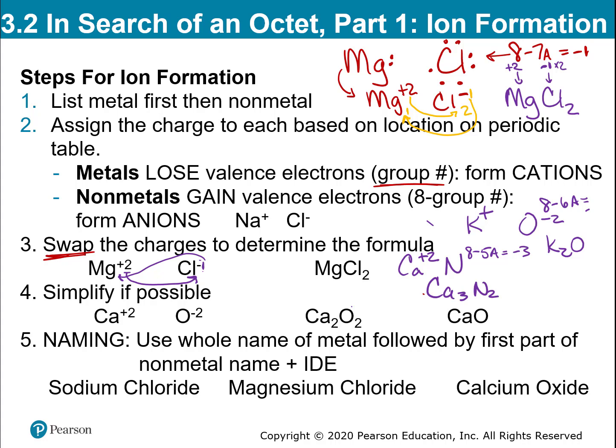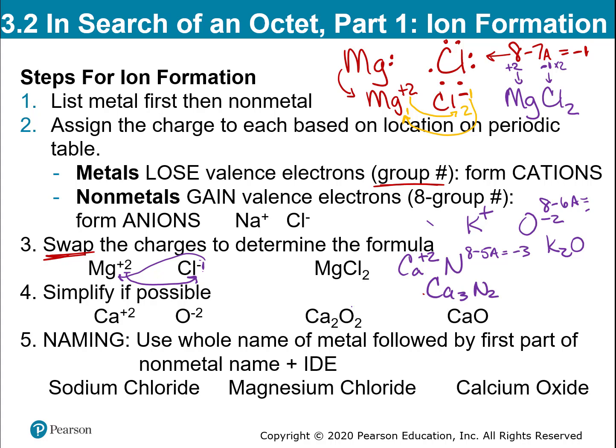So remember, there's some things like I tell you, just do it exactly the same every single time. This is one to practice, but you're going to set it up the same. So list your metal and your nonmetal. Then assign the charge to the metal. That's always the group number, and it's always positive. Then assign your charge for the nonmetal, which is always 8 minus its group number. Then just swap those charges.